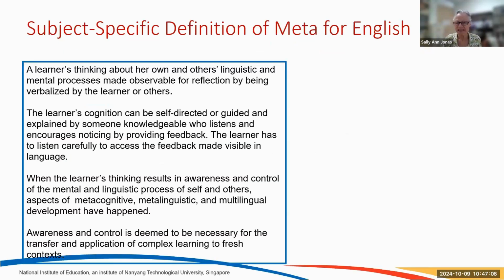So here I have it. This is a working definition, and I'd like you to read it and to think about it as I put by the side the underpinning theory.